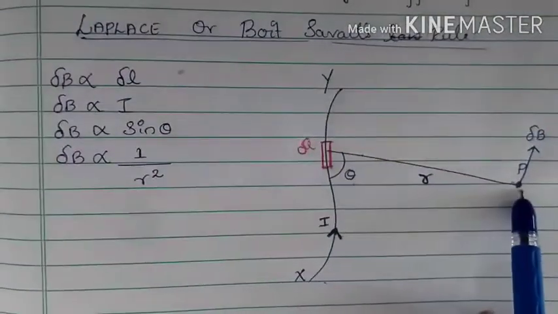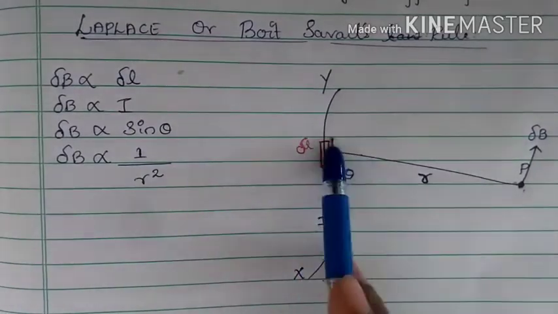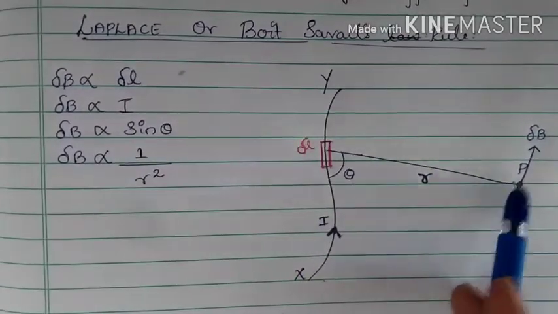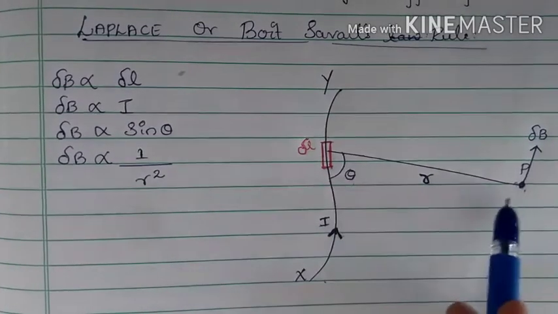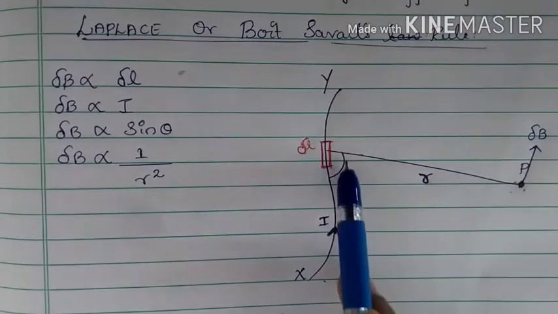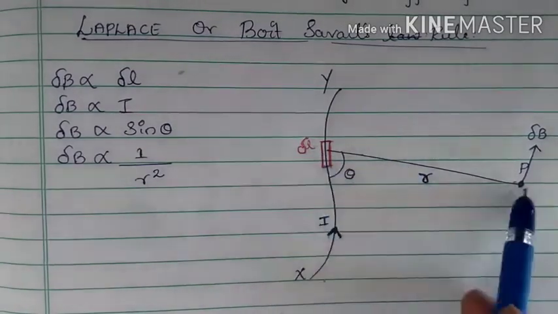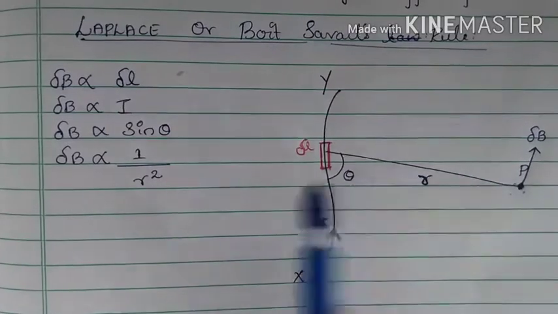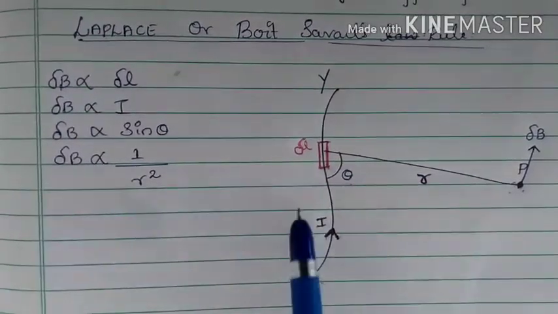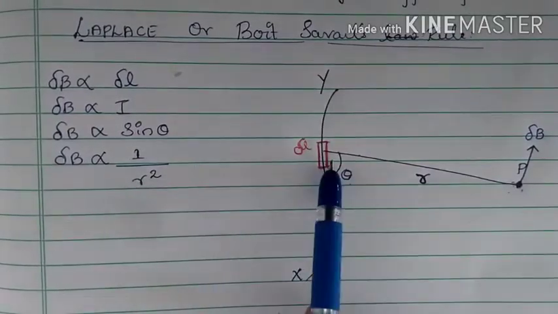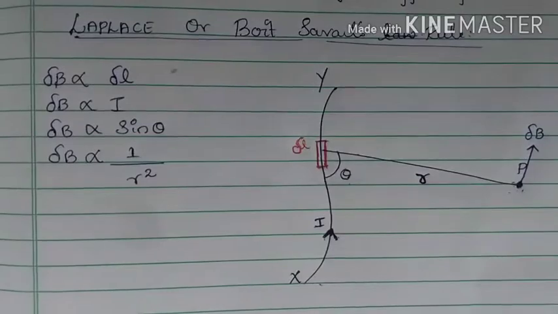So the magnetic field is directly proportional to this element, it is also directly proportional to the current passing through the conductor, and it is directly proportional to the sine of the angle between the current element and the line joining the point and the conductor. And this delta B is inversely proportional to the square of the distance between the current element and the point. Hope this is clear to you all.